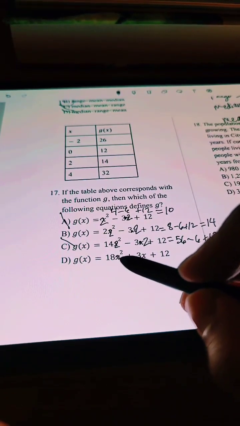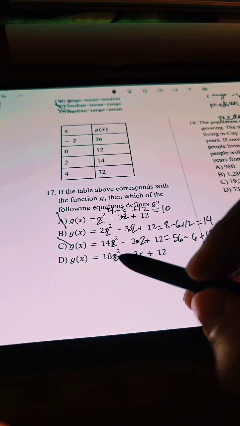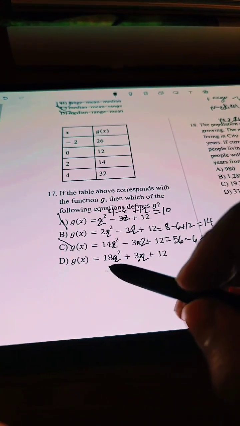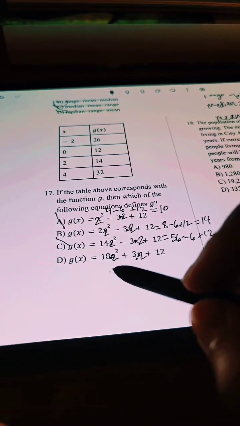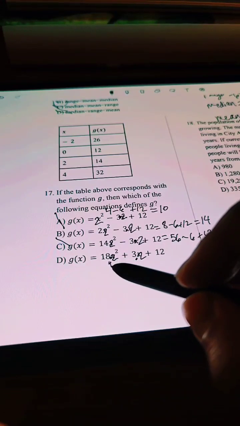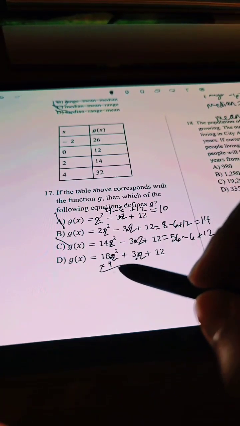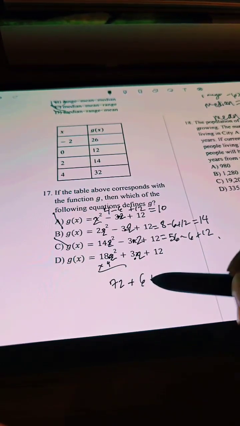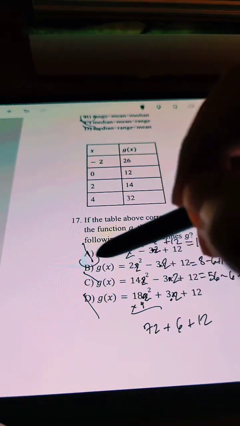And then we're going to do 2 squared right over here, times 18, and then 3 times 2. So this is going to be 18 times 4. So 18 times 4, hold on, I have to visualize it. So then that's going to be 2, carry the 3, 72, plus 6 plus 12. So that's definitely not going to be 14, so then it definitely has to be B.